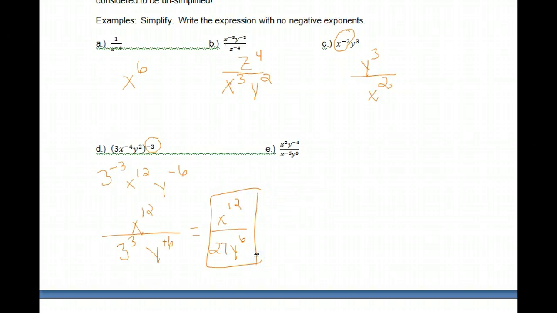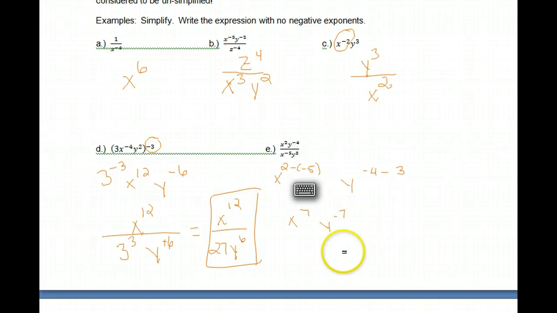Letter E. Before we start this problem, we want to start by using the quotient rule. So we're going to keep our bases the same and subtract our exponents. So we're going to start by doing x to the 2 minus negative 5, and then we have y to the negative 4 minus 3. That becomes x to the 7th, y to the negative 7th.